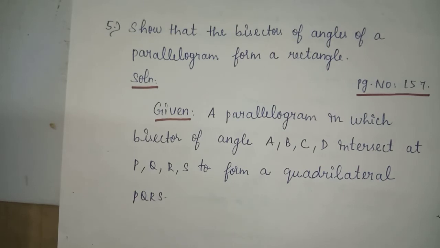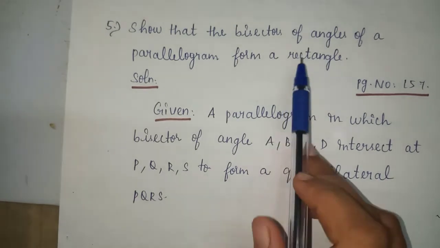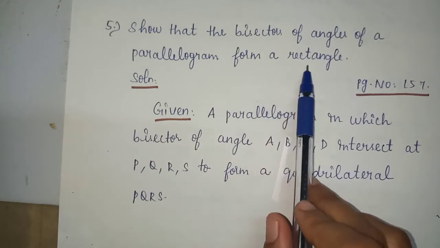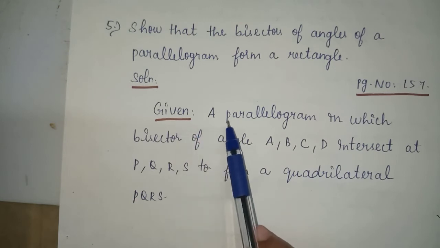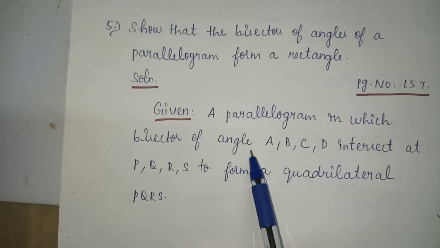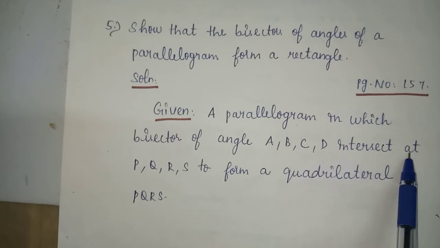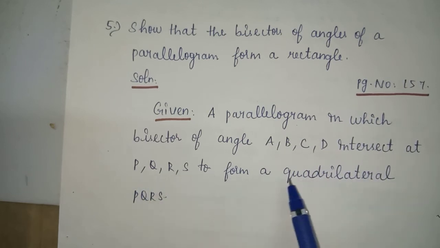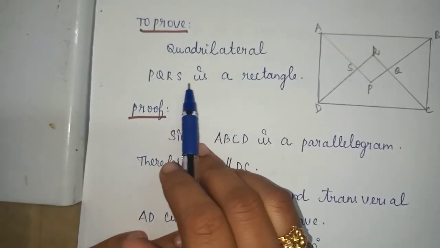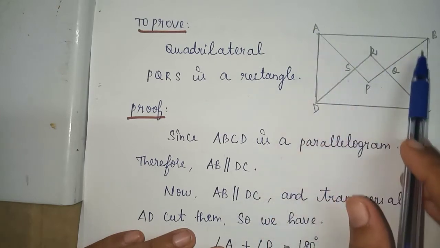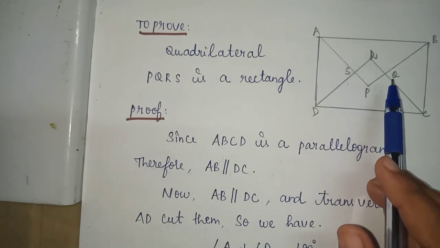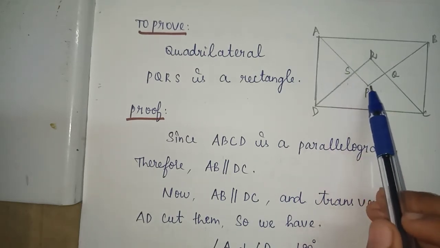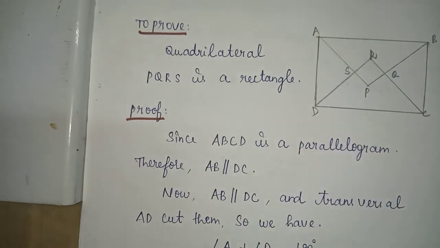Problem number 5 in exercise 4.2. Show that the bisectors of angles of a parallelogram form a rectangle. The problem belongs to page number 157. Given a parallelogram in which bisectors of angles A, B, C, D intersect at P, Q, R, S to form a quadrilateral PQRS. To prove: quadrilateral PQRS is a rectangle. Here ABCD is a parallelogram and we have to prove that PQRS is a rectangle.